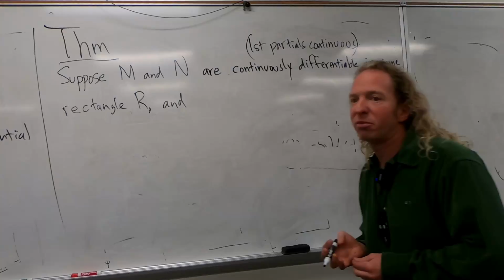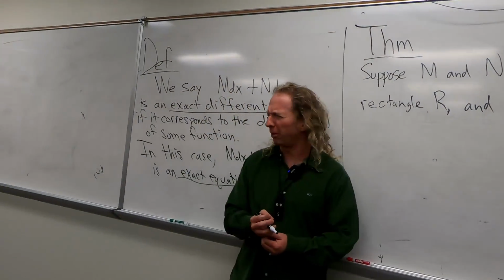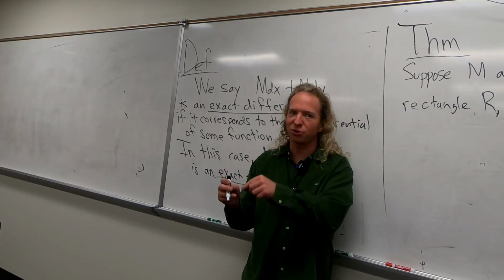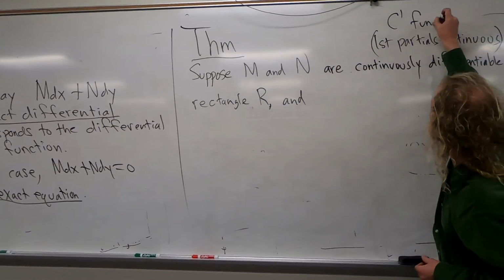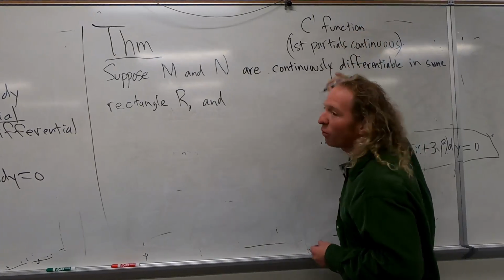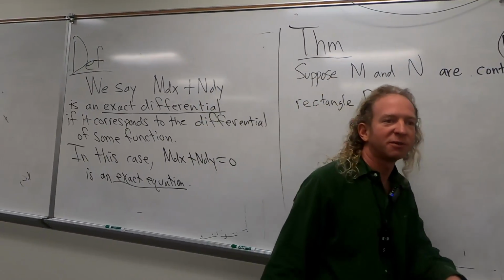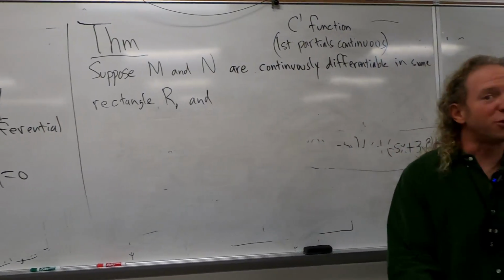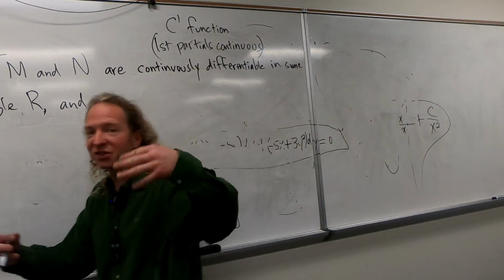If you're ever reading a math book or you're on Wikipedia and it says f is continuously differentiable, what does that mean? Just remember, it means the first partials are continuous. It's also called a C1 function. Extra life knowledge. C1 functions are functions whose first partial derivatives are continuous. What do you think a C2 function would be then? Second partial. What about C3?